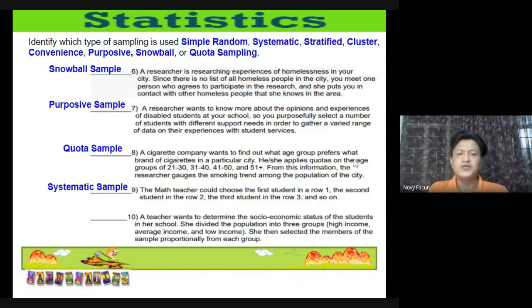Then, a teacher wants to determine the socioeconomic status of the students in her school. She divided the population into three groups: high income, average income, and low income. She then selected the members of the sample proportionally from each group. Okay, di ba? So, meron ditong tinatawag na grupo. Okay, kung mapapansin natin dyan, sa bawat grupo, magse-select ako ng bawat magre-represent dyan. And that is called the sample. So, ibig sabihin niyan, bawat strata, meron akong kukunin para i-represent na yon. Kaya nga that is a proportional, no? We call that stratified sample.